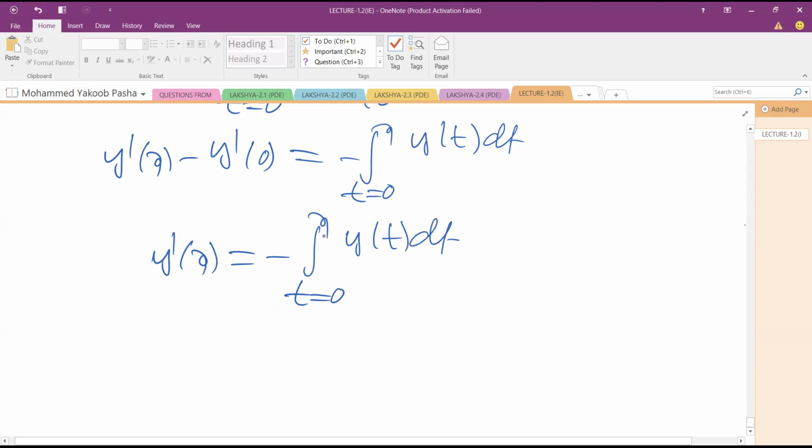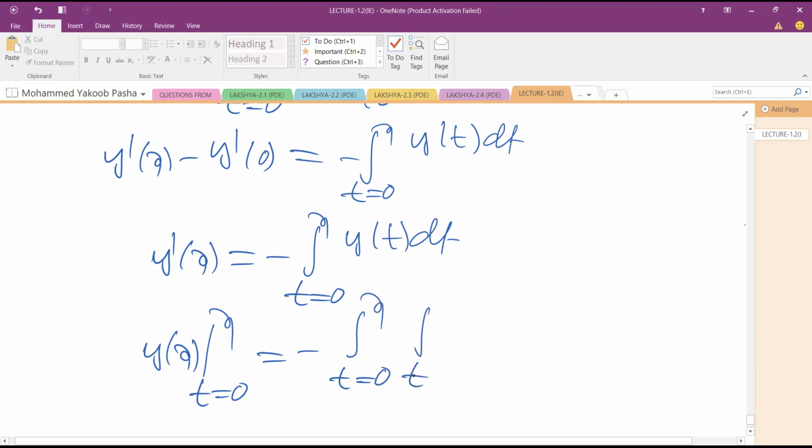Okay. Now again integrate with respect to t from t equal to 0 to t equal to x. That becomes y of x, here t is equal to 0 to x, that is equal to minus integral t equal to 0 to x, integral t is equal to 0 to x, y of t dt, again dt.